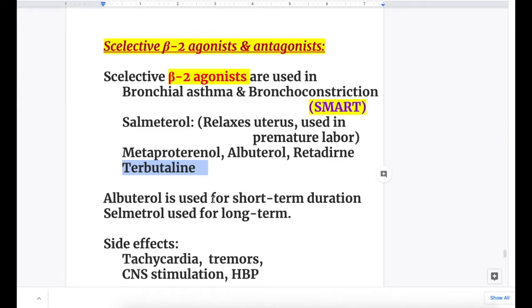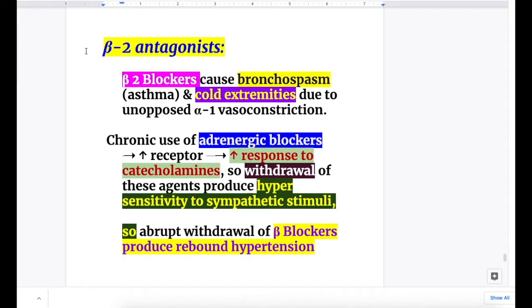Albuterol is used for short-term conditions, such as acute asthma, whereas salmeterol is a beta-2 selective agonist used for long-term duration. The side effects of these selective beta-2 agonists are tachycardia, tremors, CNS stimulation, and high blood pressure.